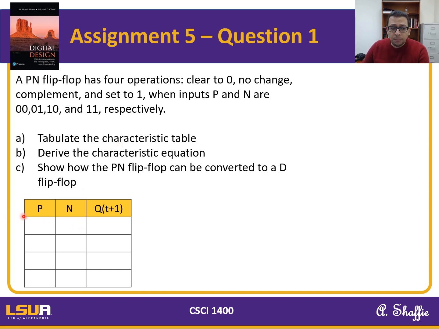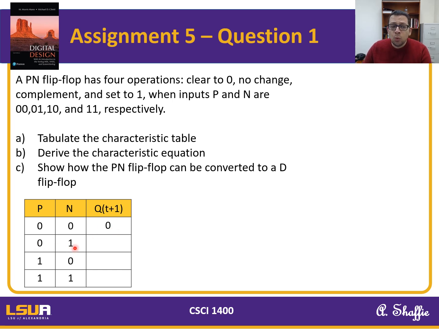We have two inputs, P and N. Qt plus 1 is the output, and it will appear as a term of Qt, which is the previous or the stored value of Q. Since I have two inputs, I have 4 rows, and I will populate them with all the possible inputs, which are 0, 0, 0, 1, 1, 0, and finally 1, 1. Depending on the description in the question statement, when the input is 0, 0, I need to clear the output, which means I want the output to be 0. So I expect the output here will be 0.